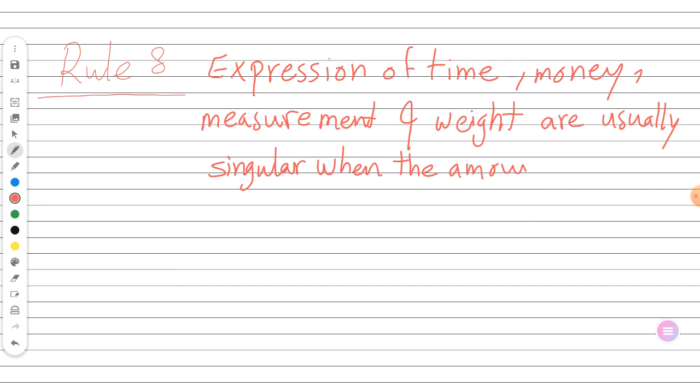This means that I can refer to them as plural? Yes, when the amount is considered one unit. Okay, show me an example. Sure.